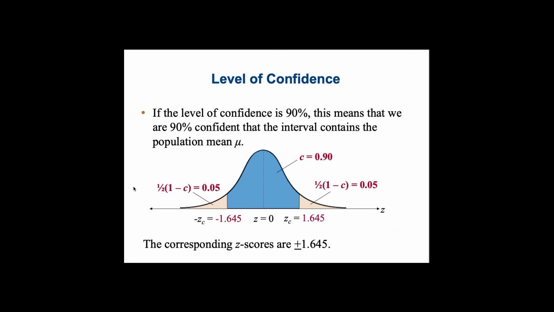As a special case, the level of confidence is 90%. This means we are 90% confident that the interval contains the population mean. So it should be a pretty large interval, roughly from negative 1.6 to positive 1.6, because when we have 90% in the middle, 5% will be in each tail.